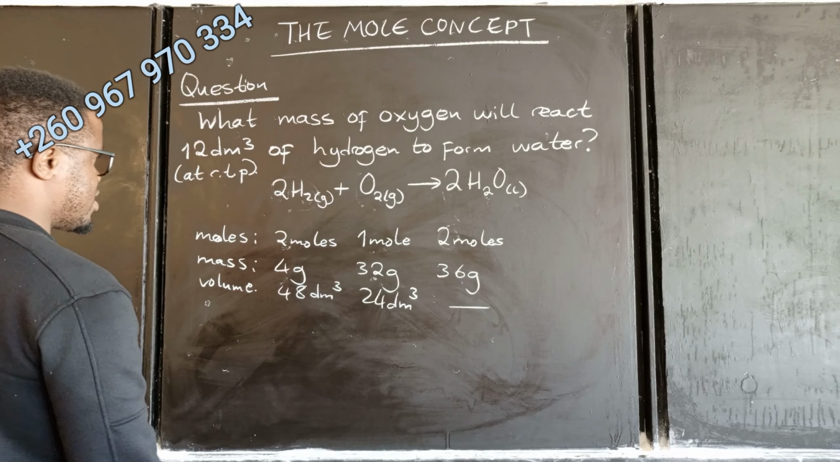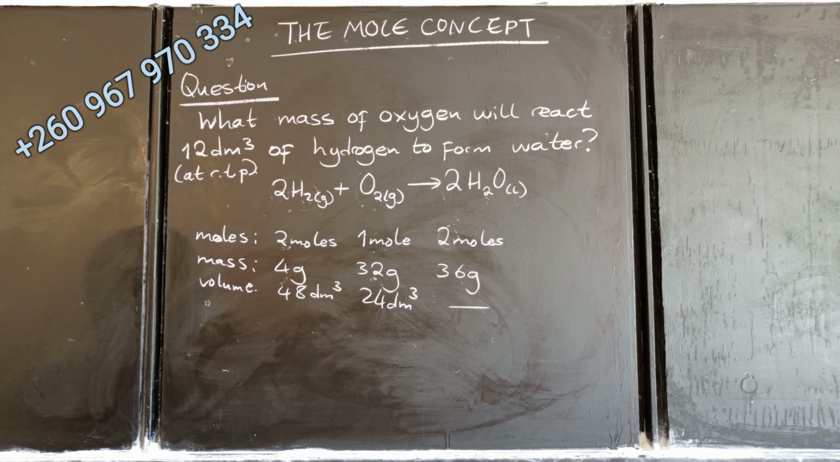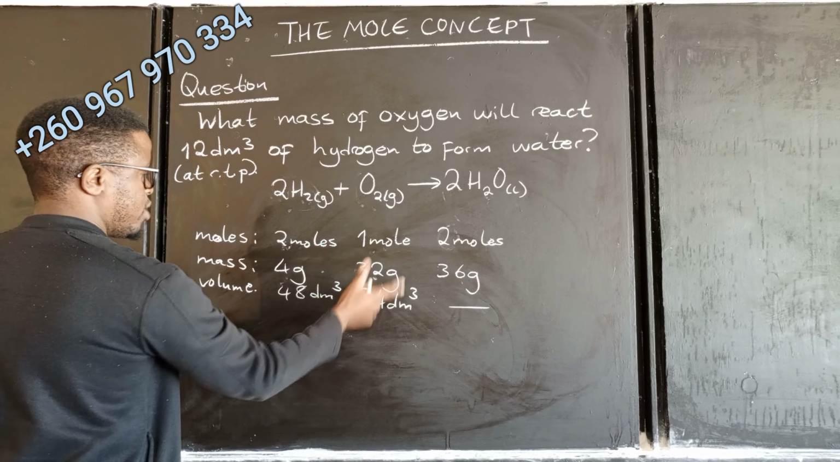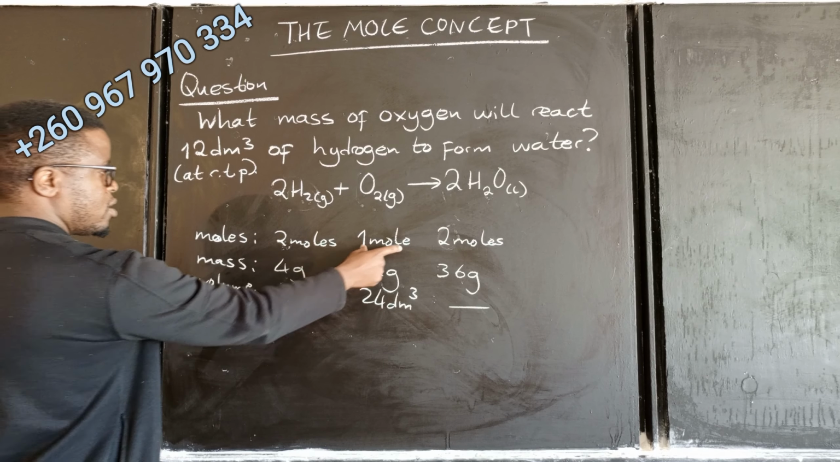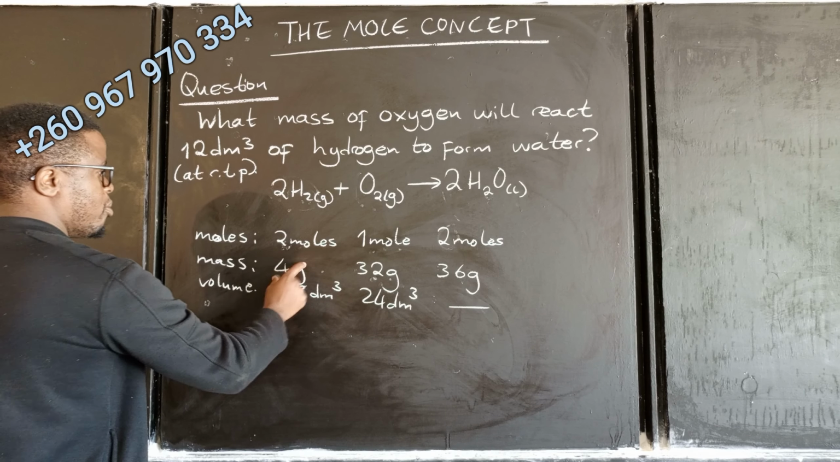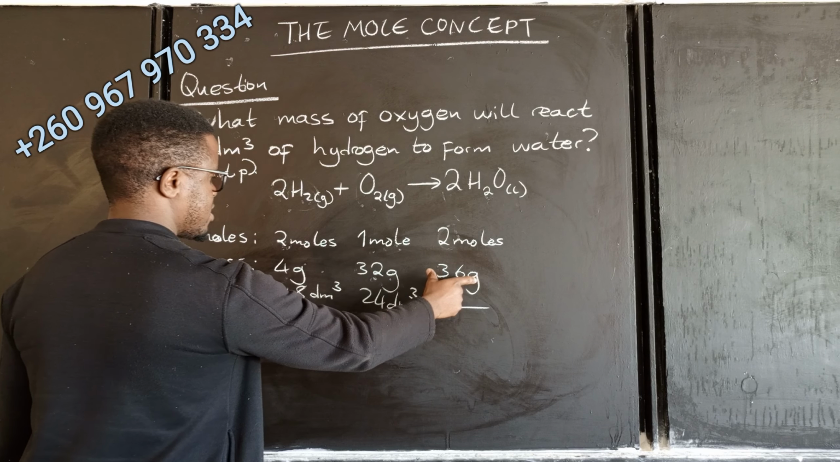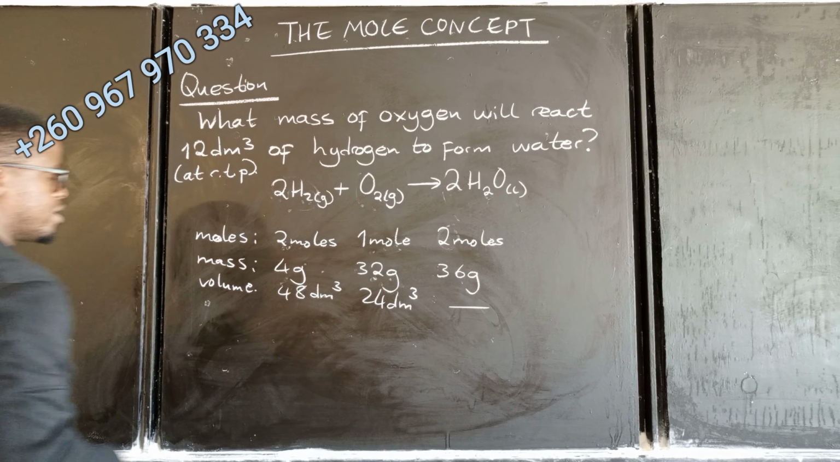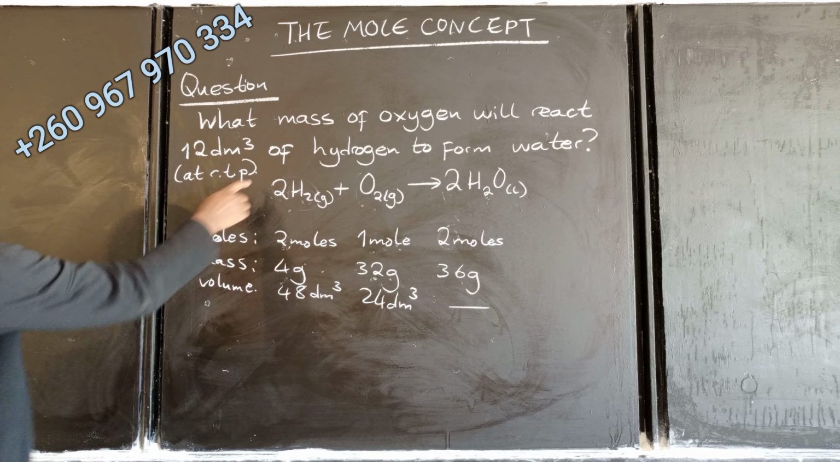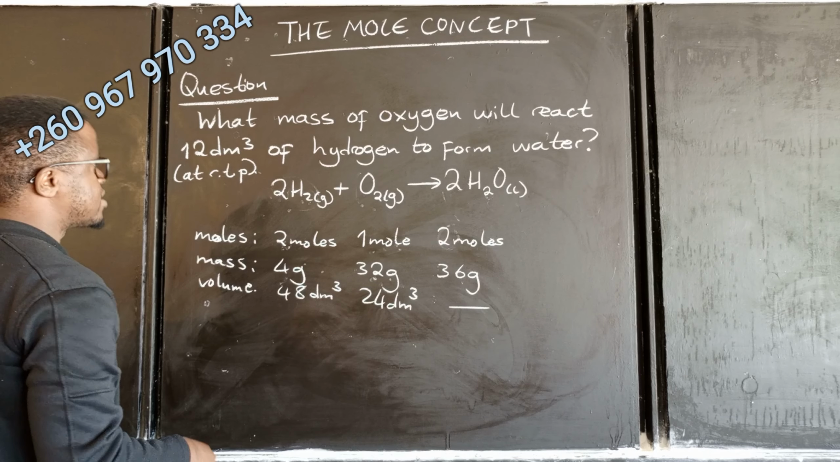Now let's go and answer our question. The question says, what mass of oxygen will react with 12 cubic decimeters of hydrogen to form water? So they're asking for the mass of oxygen. We should know that with these ratios, we can always relate moles to moles, or moles to mass, or mass to moles, volume to mass. Whichever ones, they'll always be proportional.